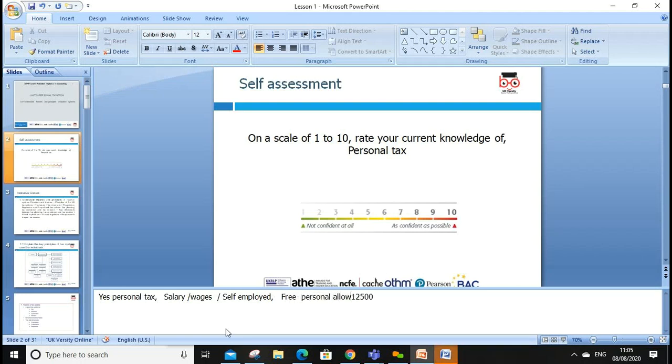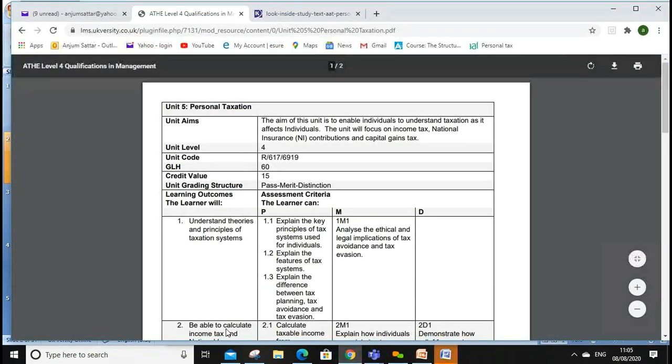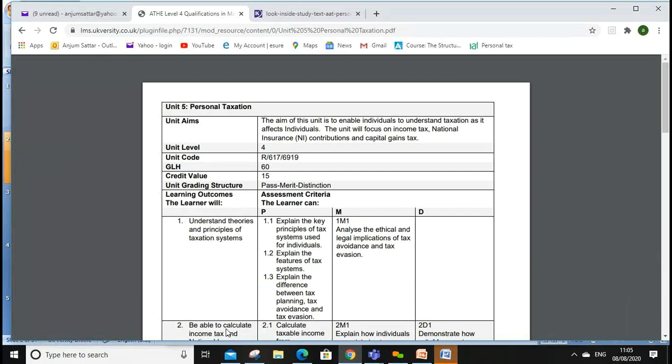So these are basic knowledge. The free tax limit is 12,500, or we call it the free personal allowance. In the Finance Act 2019, every year the tax rates change. So we have 12,500. If you earn up to that, the tax will be free. So today's lesson will discuss personal tax, or LO1, and what theories are involved in LO1.